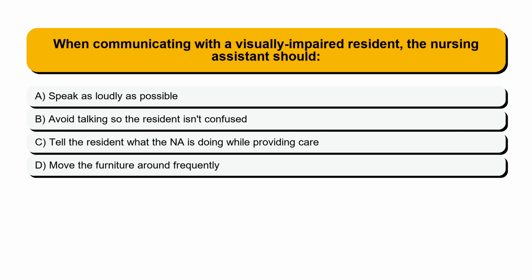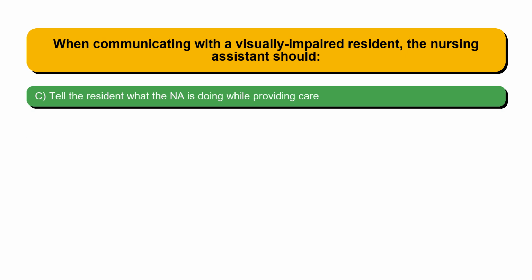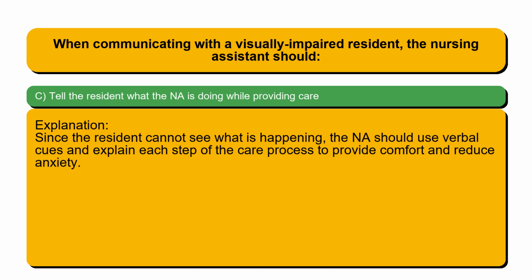Option C. Tell the resident what the NA is doing while providing care. Option D. Move the furniture around frequently. The correct answer is option C. Tell the resident what the NA is doing while providing care. Since the resident cannot see what is happening, the NA should use verbal cues and explain each step of the care process to provide comfort and reduce anxiety.